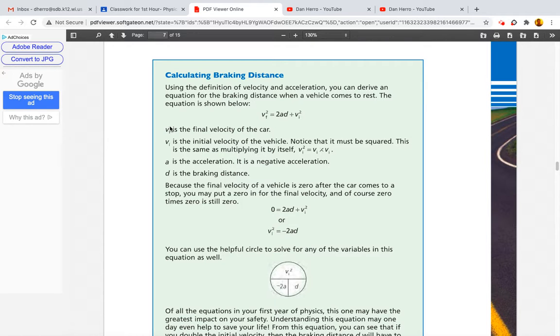So V subscript F is the final velocity of the car. Initial velocity of the vehicle is VI. Here they're saying, notice it must be squared. This is the same as multiplying it by itself. So initial velocity times initial velocity equals initial velocity squared.